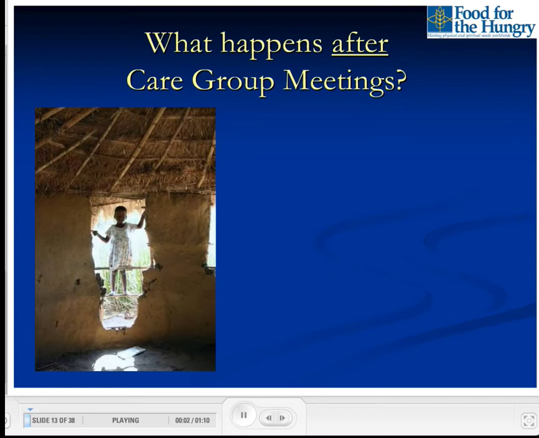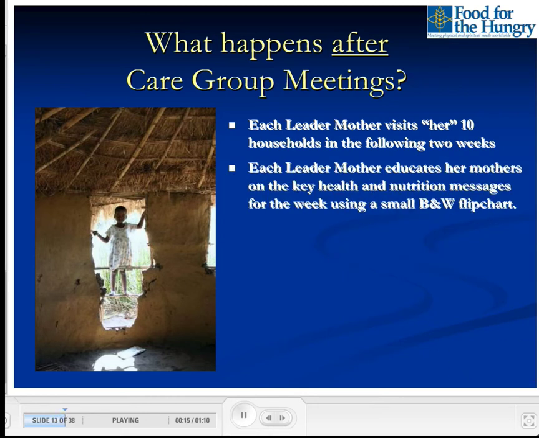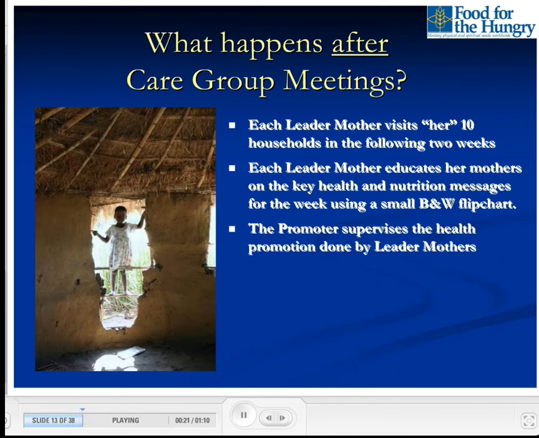Okay, so what happens after the care group meetings? Well, each leader mother visits her 10 households in the following 2 weeks. That's an individual home visit that she makes for those households. Each leader mother educates her mothers on the key health and nutrition messages for the week using a small black and white flip chart. The promoter supervises the health promotion done by the leader mothers, not by all of them, but picking a particular one that will be supervised each time that the promoter goes out.